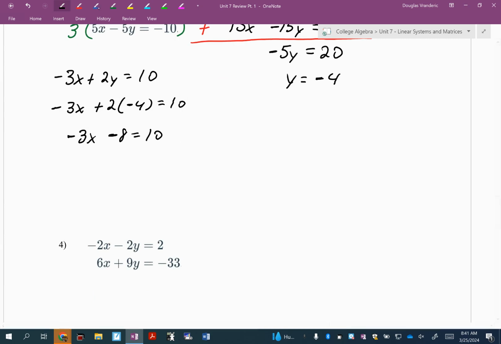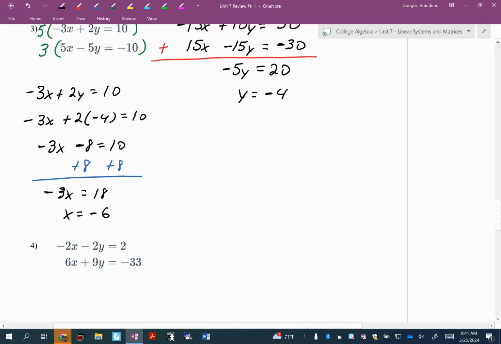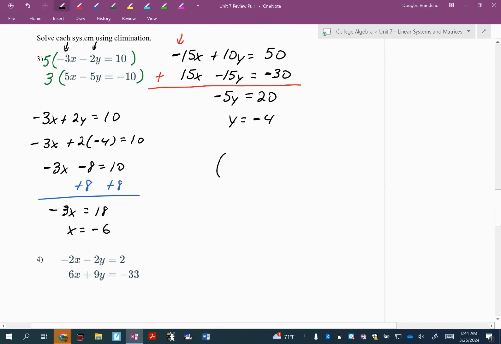Move the minus 8 over with addition, which leaves us with negative 3x equals 18, or x equals negative 6. So my solution for number 3 is going to be the ordered pair negative 6, comma, negative 4. Don't forget to always do x and y for your ordered pair.